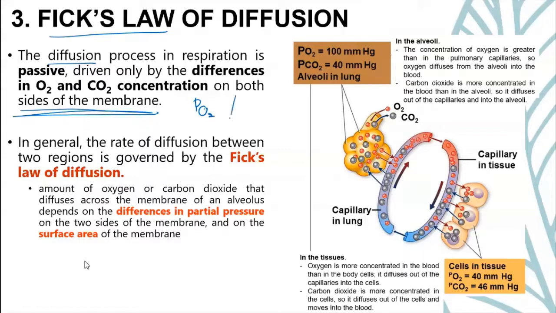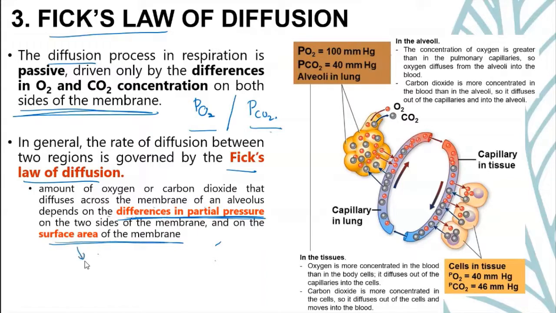Okay, partial pressure of oxygen or partial pressure of carbon dioxide. In general, the rate of diffusion between the two regions is governed by Fick's law of diffusion. It says here that the amount of oxygen or carbon dioxide that diffuses across the membrane of an alveolus depends on the difference in partial pressure of these two gases, partial pressure of oxygen and also partial pressure of carbon dioxide, on the two sides of the membrane and on the surface area of the membrane.